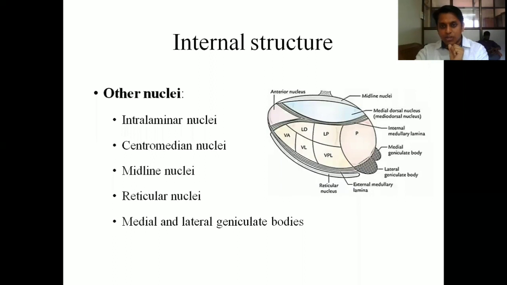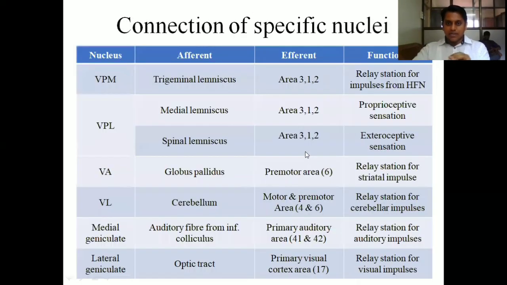Ventral tier group. So which are the group nuclei? Ventral anterior, ventrolateral, ventroposterior. All of these are specific nuclei. We'll see in detail next what the connections and pathways of these specific nuclei are. One more group is the association nuclei.